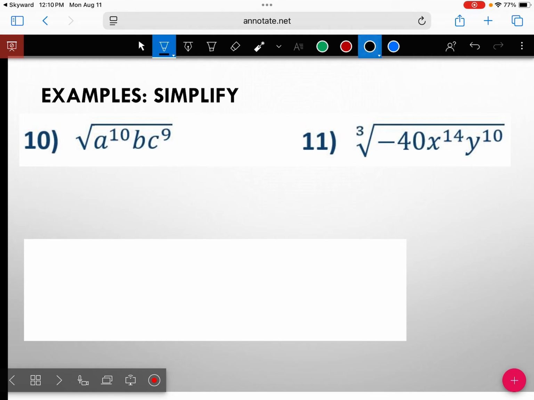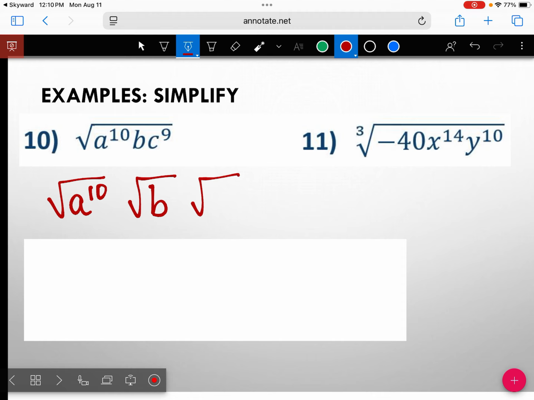So there are 3 things underneath my square root. I have the square root of a to the power of 10, then I have the square root of just b, and then I have the square root of c to the power of 9. So what is my index for number 10? When you don't see an index, show me with your finger. What's the index? 2. So if I have 10 people, how many pairs can I make with 10 people? 5. So that would just be a to the 5th.